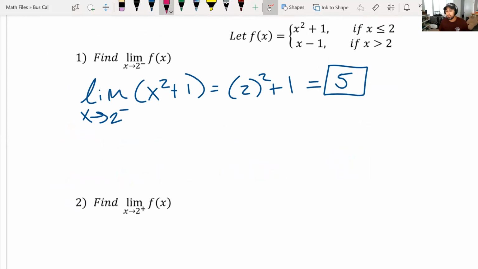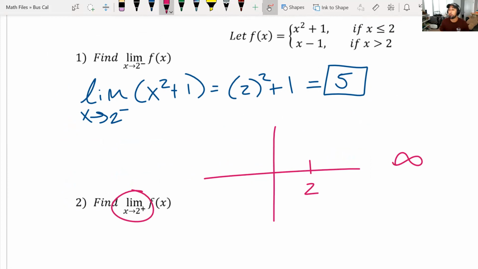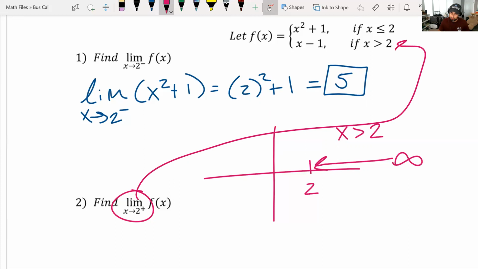All right, the next one. The limit as x approaches 2 from the right. Once again, I drew a graph. There's 2. Here's infinity. If you approach 2 from the right, we are coming from positive infinity, which means all these numbers have to be greater than 2, which means this limit will match to that restriction, which means we will use that function. That's how it works. Match it to the restriction, and it will tell you what function to use in the limit. Okay.